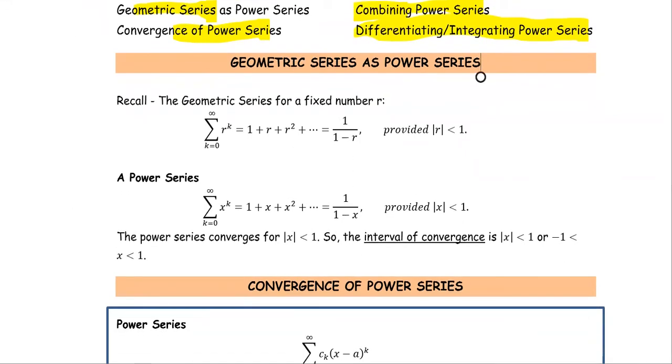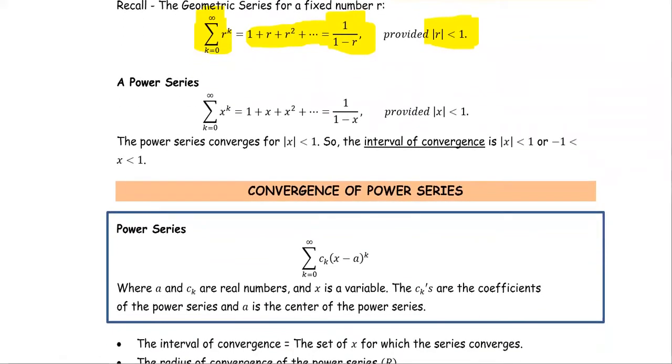For the geometric series as power series, we recall the geometric series in the previous chapter, for a fixed number r, of the form the summation of r to the power k from 0 to infinity, or in the expanded form 1 plus r plus r squared and so forth. For the absolute value of r less than 1, we have the sum of the series as 1 over 1 minus r, or from the formula a divided by 1 minus r, with a as the first term and r as the constant ratio.